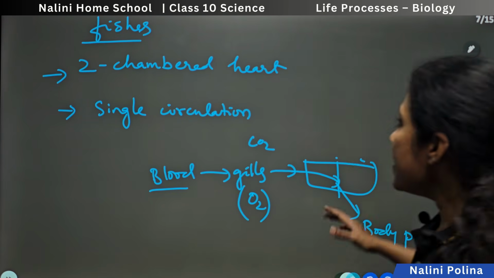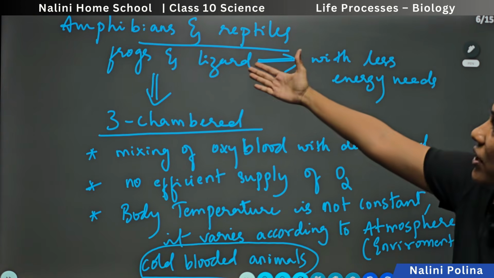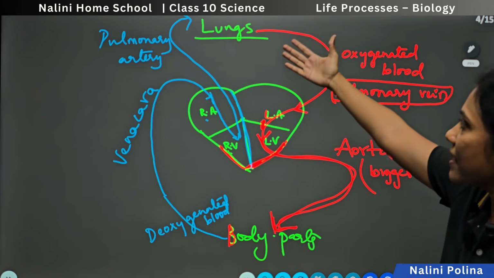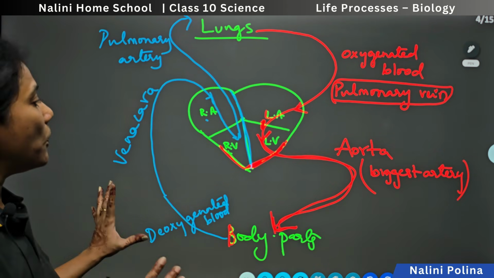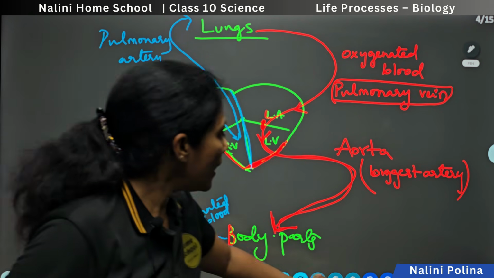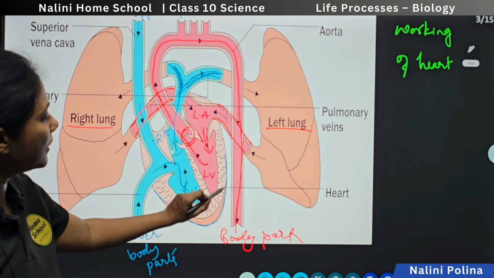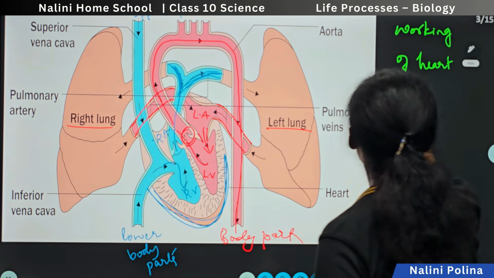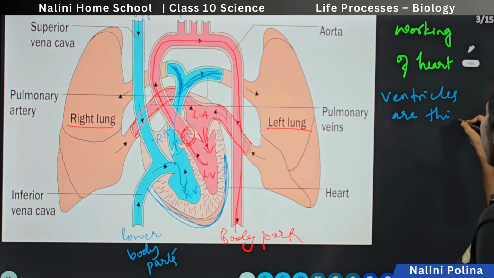So this is about the circulation in fishes, and this is about the circulation in amphibians and reptiles, and this double circulation is about the circulation that you observe in humans and birds. Every point here is very important. And one more thing, the ventricles are thicker, isn't it? I told you, in any diagram of the heart, the bottom portion, the ventricles, are thicker. So why are the ventricles thicker? Give the reason, they will ask in the exam.